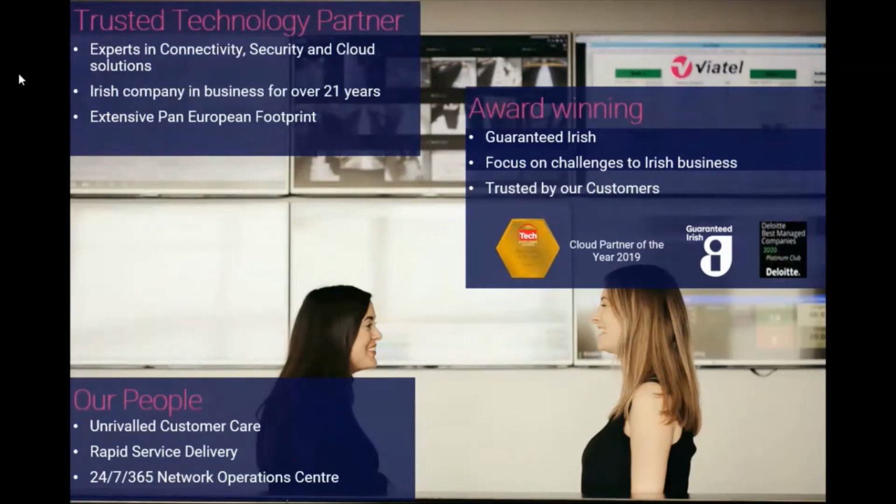We are very proud to be a guaranteed Irish company, and we're trusted by our customers, and also very proud to have been awarded the Cloud Partner of the Year at the Tech Awards. And also we recently got our platinum status with the Deloitte Best Managed Company. Actually, we just managed to get that in before we went on lockdown, because I think that took place just a few days before that happened. So we're very proud to be part of the Deloitte Best Managed Company.